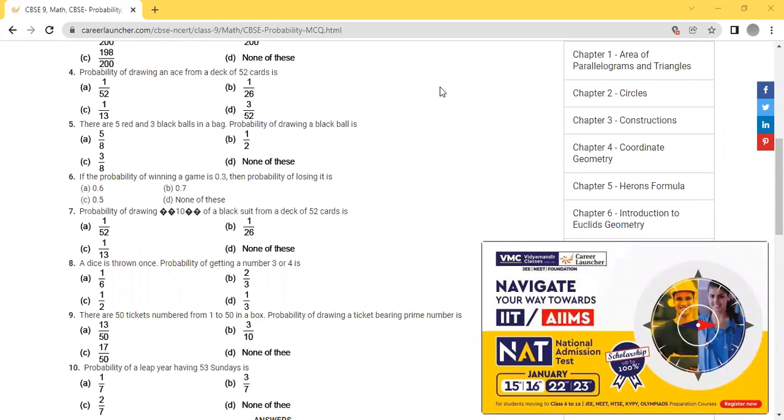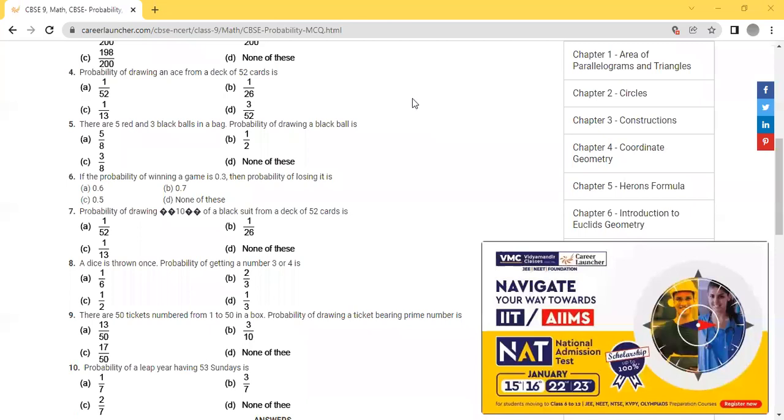Next question. Yes, Kavya. Probability of drawing a 10 of a black suit from a deck of 52 cards is 1 by 26.